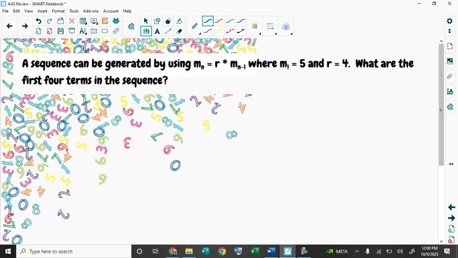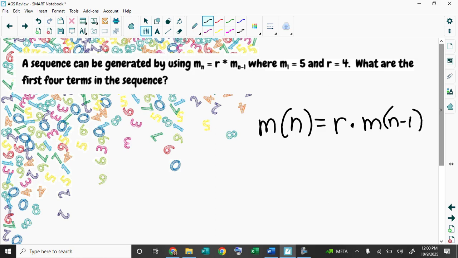Then the next problem is a sequence can be generated by using m of n. So we're going to rewrite it. M of n equals r times m of n minus 1. And they told me that m of 1 is 5 and r is 4. So I've got to put this r as a 4. But it's important that I know that.